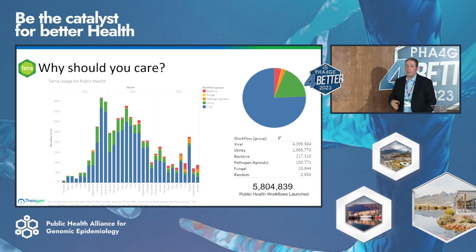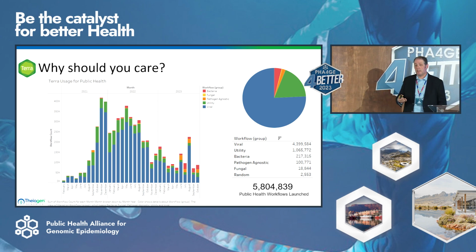And so we know that in about 2 years since we heavily started investing in building these workflows, 2 to 3 years, that we've had 5,800,000 workflows used. So that this model of open pathogen genomics, of using cloud, of having this interface, actually works. People use it.